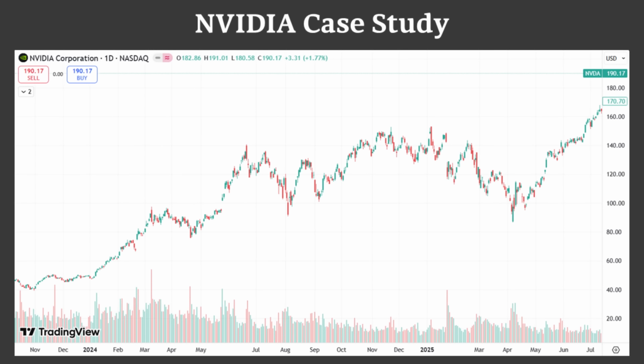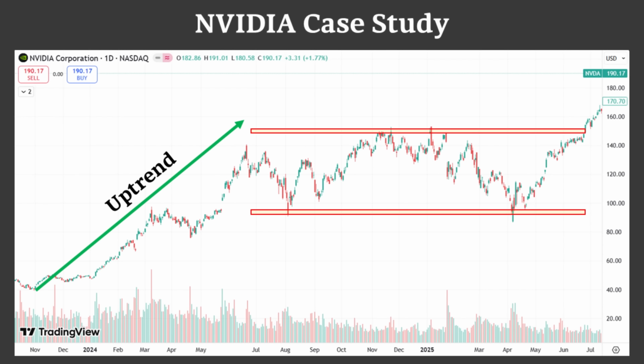Part 2, Applying Wyckoff to Real Charts. Nvidia Case Study. From January to June 2024, Nvidia was in a clear uptrend. Each higher low signaled consistent buying pressure and rising demand. After that strong run, the stock entered a consolidation phase that closely mirrored Wyckoff's accumulation structure.